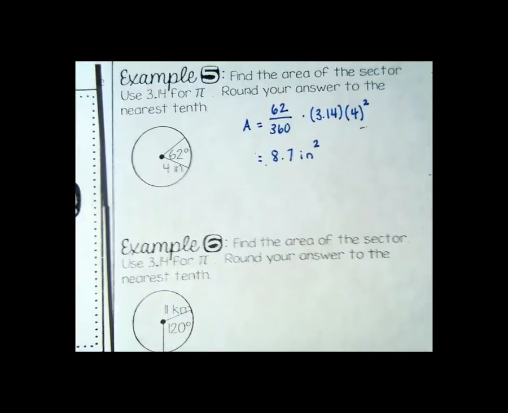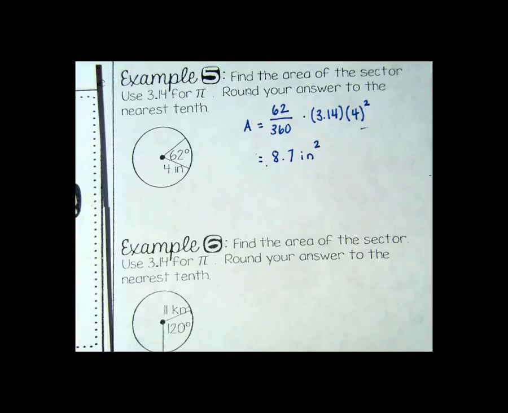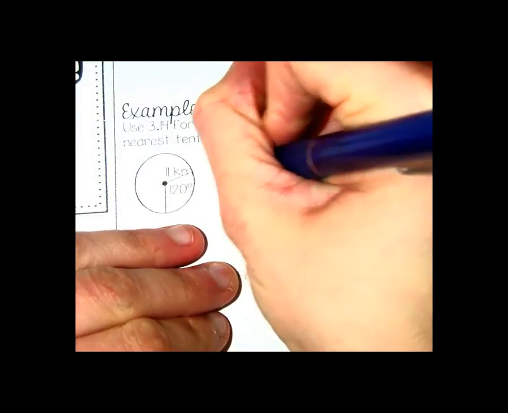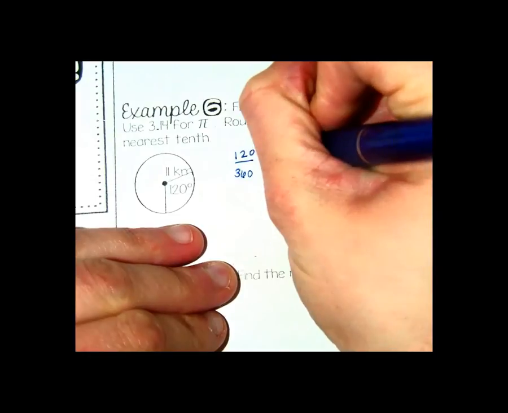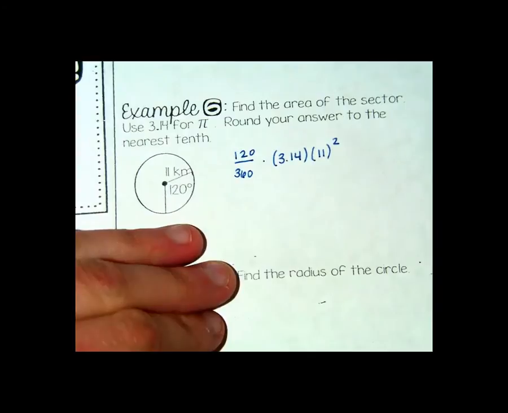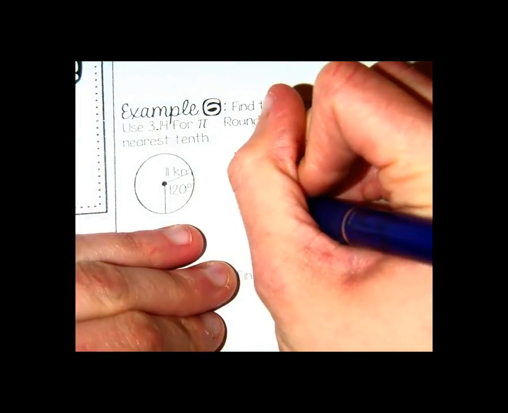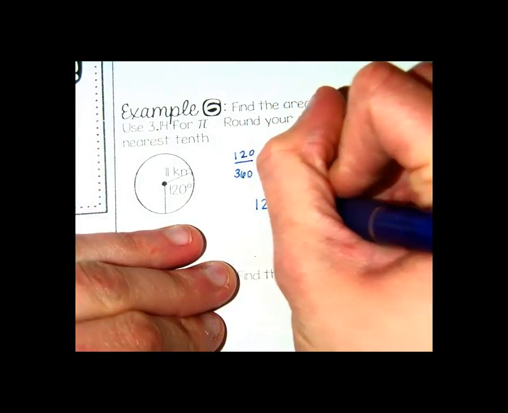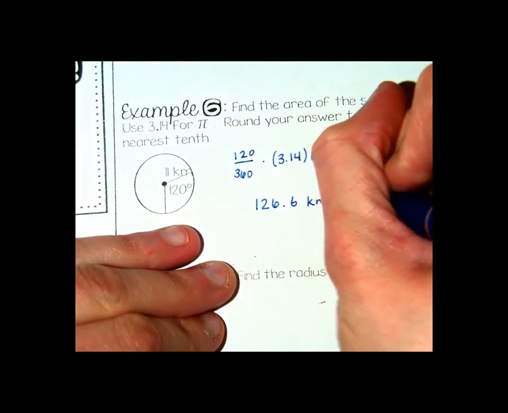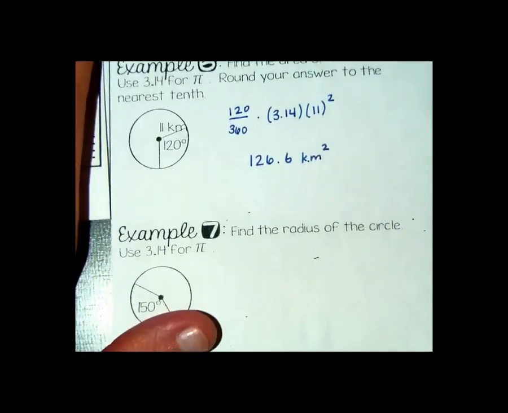Do number 6. Alright, how did you set up number 6? And what did you say you got? Is it 0.6? Kilometers squared. Alright, number 7.